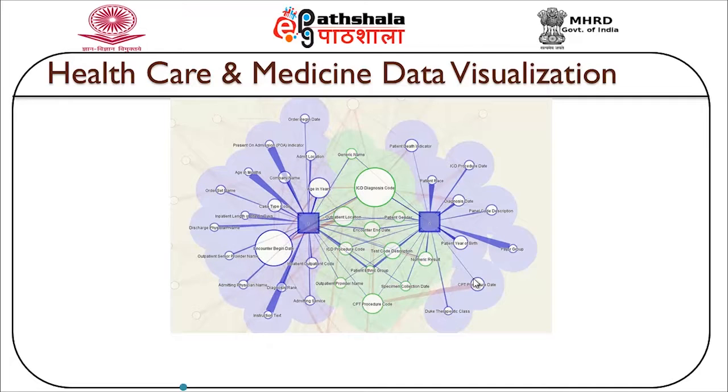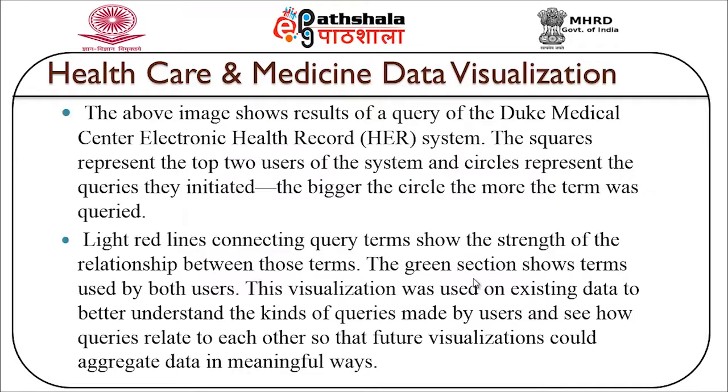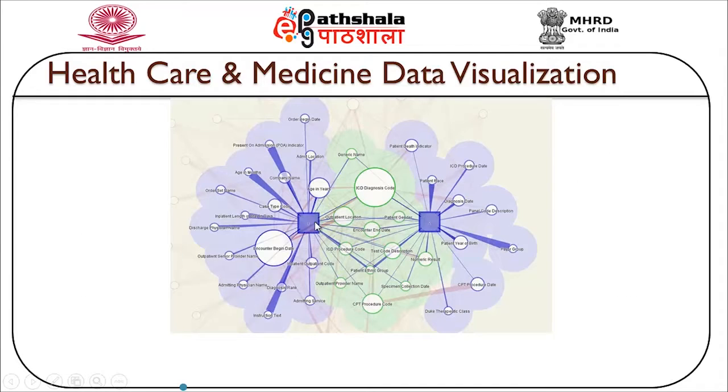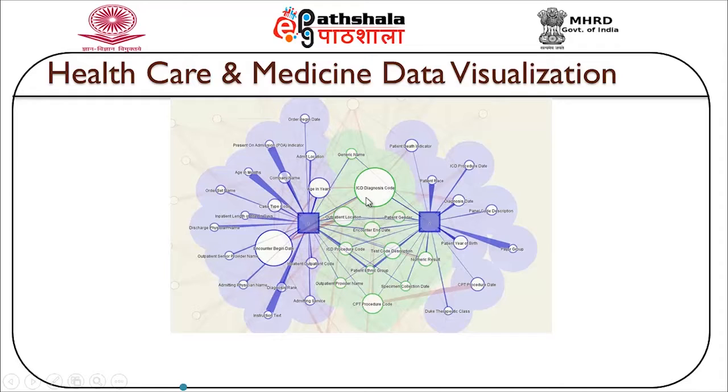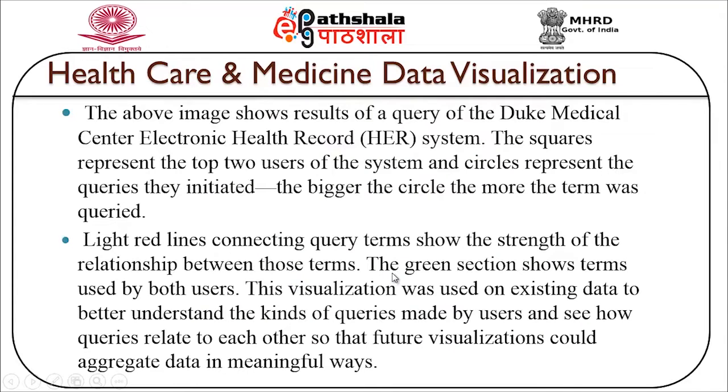Next one is healthcare and medicine data visualization. The image shown here shows the results of a query of the Duke Medical Center electronic health record system. The squares represent the top two users of the system, and the circles represent the queries they initiated. The bigger the circle, the more the term was queried. So here we can see a bigger circle, where we can understand that these are the terms that have been queried the most.